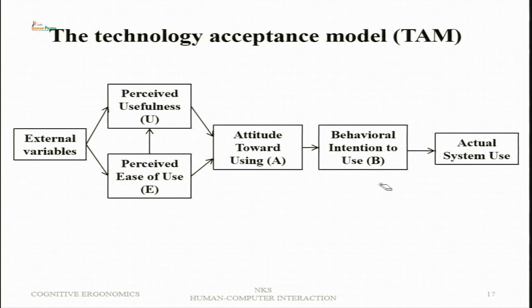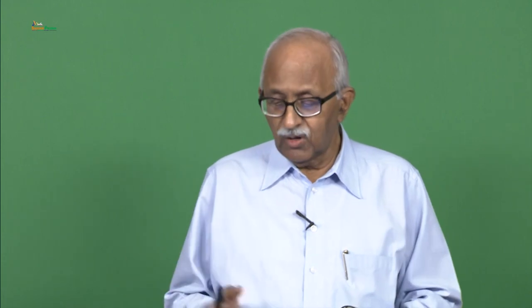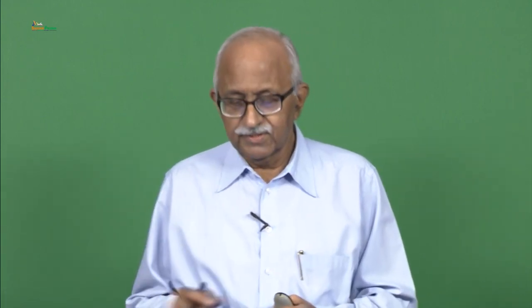Therefore, the entire model indicates different levels of stages, and they are probabilistically related. So what is the probability that if these external variables are there, I'll perceive the system as useful, I'll perceive the system to be easy to use? What is the probability that these will converge into some attitude? What is the probability that that will go to behavioral intention? And finally, what is the probability to go to actual system use?